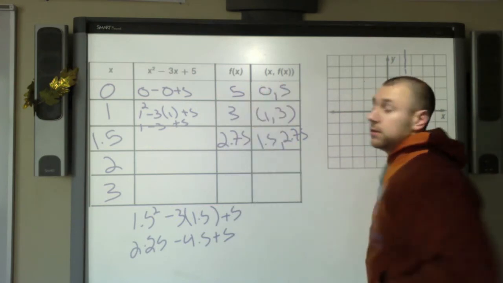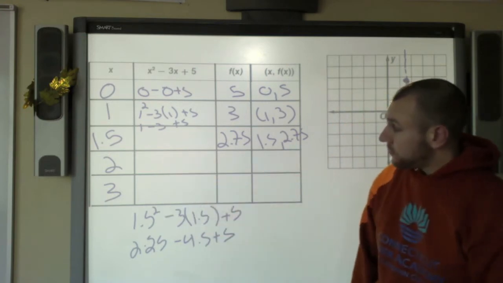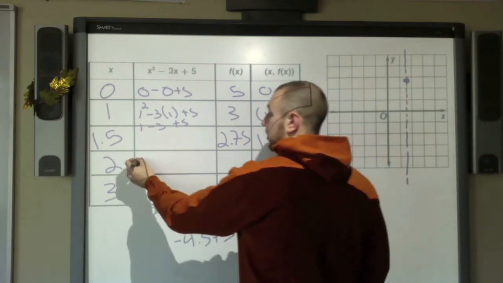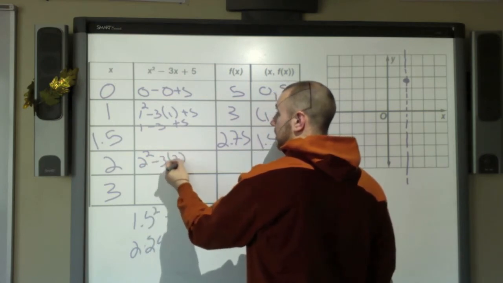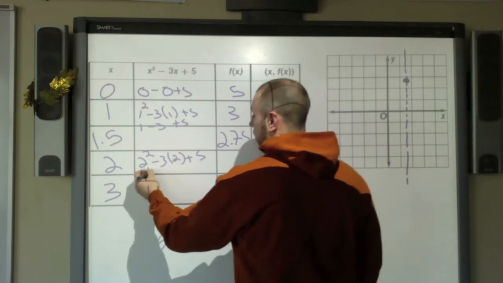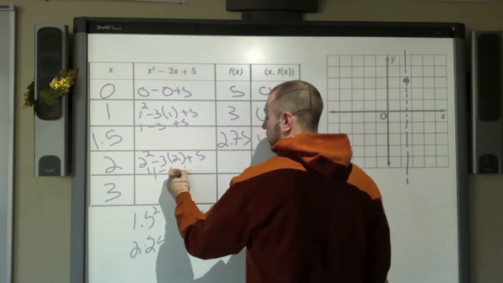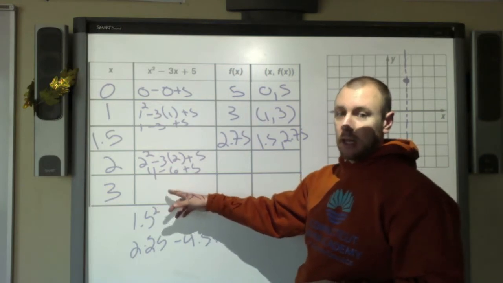Now I'm going to go down here to above it. 2 squared minus 3 times 2 plus 5. 2 squared is 4 minus 6 plus 5. 4 minus 6 is negative 2 plus 5 is 3.